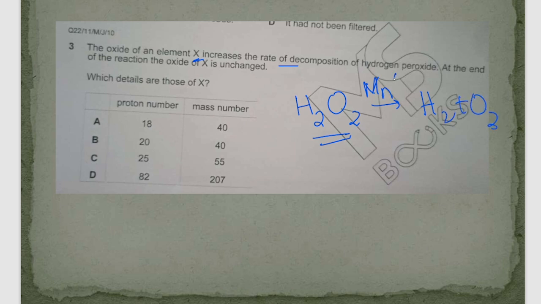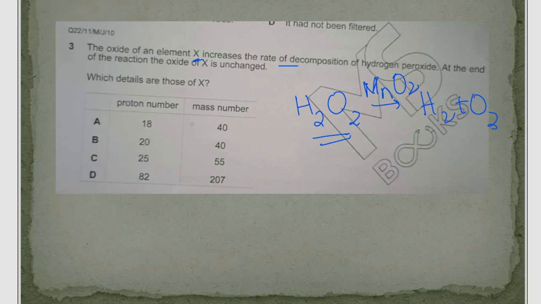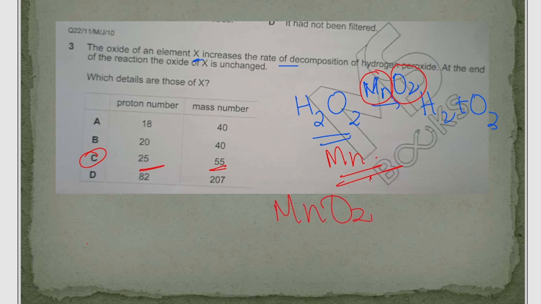The catalyst which is used is MnO2. We can check the atomic number of manganese from the periodic table, that is 25, and the atomic mass of manganese is 55. So MnO2 is used as a catalyst to speed up the reaction, and after the reaction it remains unchanged.